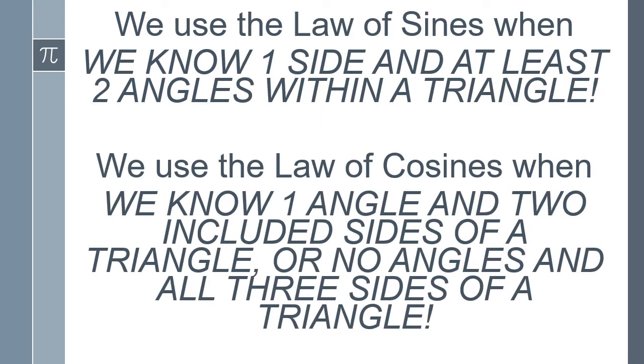So final note, we use the law of sines when we know one side and at least two angles within a triangle. And we use the law of cosines when we know one angle and two included sides of a triangle, or no angles and all three sides of a triangle.